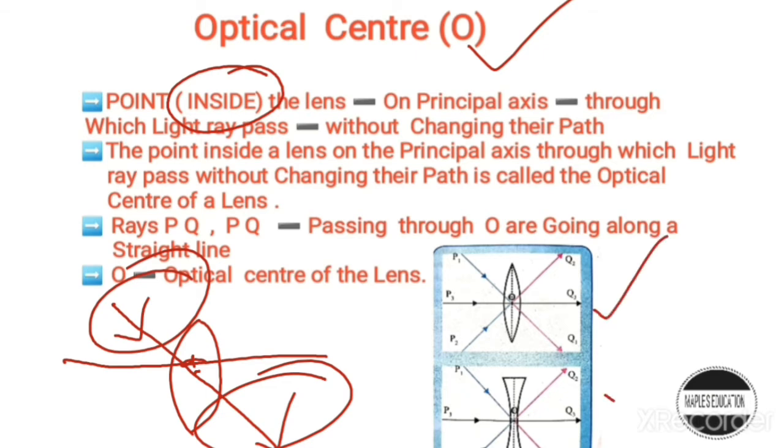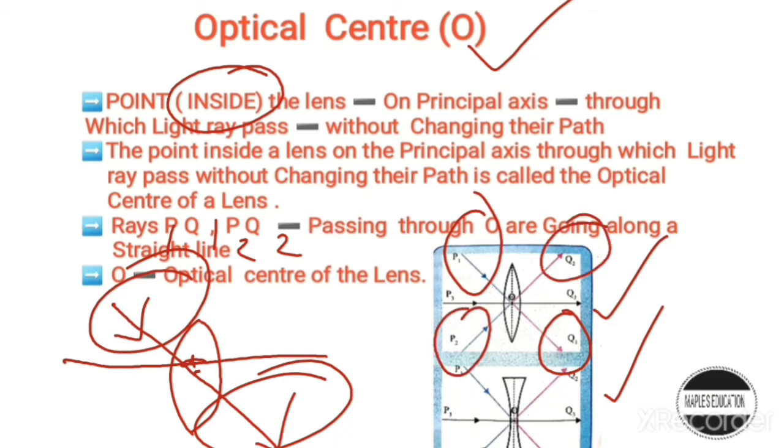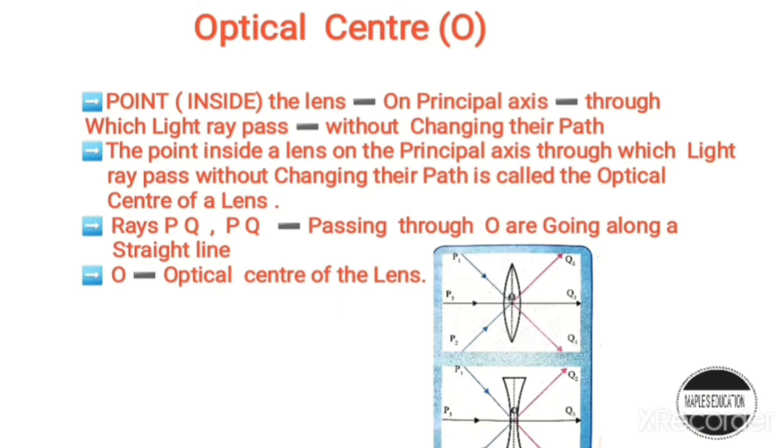Now if you see these diagrams here, you can see P1 and Q1, and P2 and Q2. These are the light rays which are passing through my optical center O, and their direction hasn't changed. So this point which is inside the lens on the principal axis, through which a light ray doesn't change its path, is called the optical center.